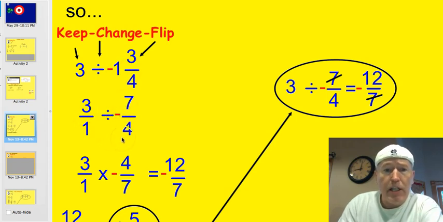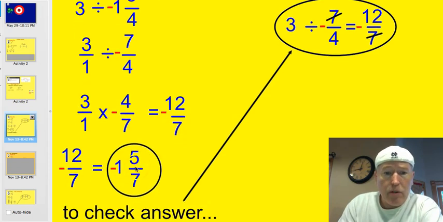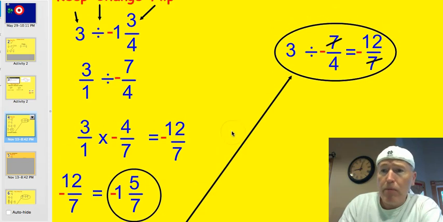So now I'm ready to keep change flip. I've renamed. Okay, so I keep this one the same, I change the sign, and I flip negative 7/4 to negative 4/7. I can multiply straight across. I've got negative 12/7, which I can change to negative 1 5/7. To check your answer, I use the improper fraction. I just put it up here, negative 12/7. So 3 divided by negative 7/4 is negative 12/7.